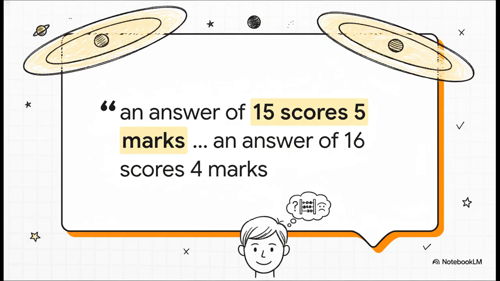But this is where reading the question carefully pays off. This quote from the mark scheme tells us everything. An answer of 16 only gets you 4 marks. Why? Because the question asks for the number of complete orbits. It's a test of your reading skills as much as your math skills.